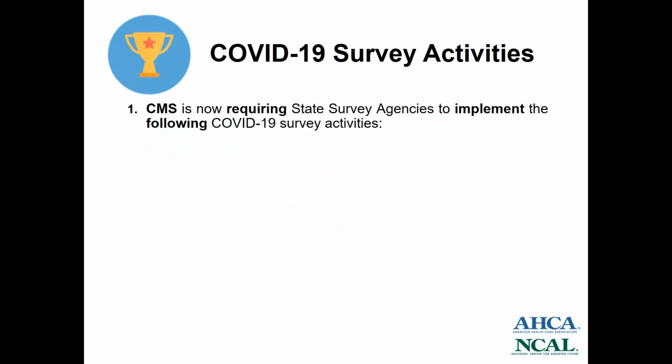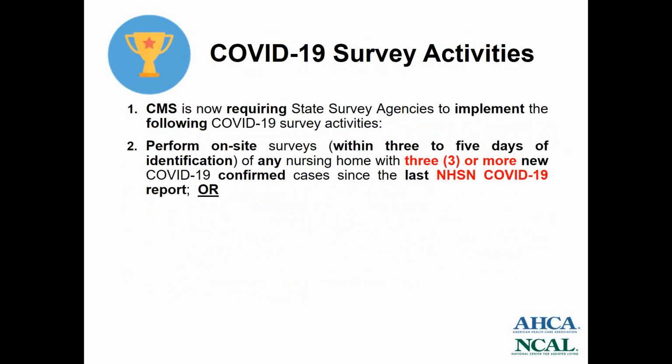The survey activities involved in this, we're now requiring state agencies to implement the following COVID-19 survey activities. This is all, again, part of the QSO letter as well, that if you, within 3 to 5 days of identification of 3 or more new COVID-19 confirmed cases since the last time data was submitted to the NHSN, the expectation is within 3 to 5 days of that event occurring, there will be an on-site survey. Surveyors will come in, evaluate your infection control practices, ensure you're compliant with the regulatory requirements, because, again, they're trying to avoid outbreaks or hotspots from developing.